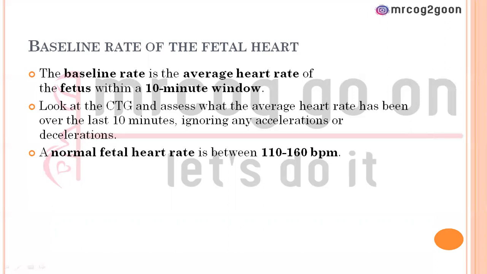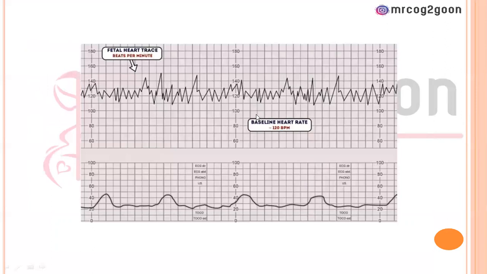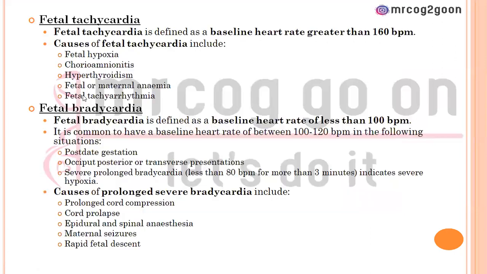This is the variability. But for the baseline rate, the rate should be from 110 to 160. And also you can look for it here. This is 60, 80, 100, 120, 140, 160, 180. So if it is from 110, which is here, between 100 and 120, and 160, so if it is lying within this, the baseline rate is normal. Okay?